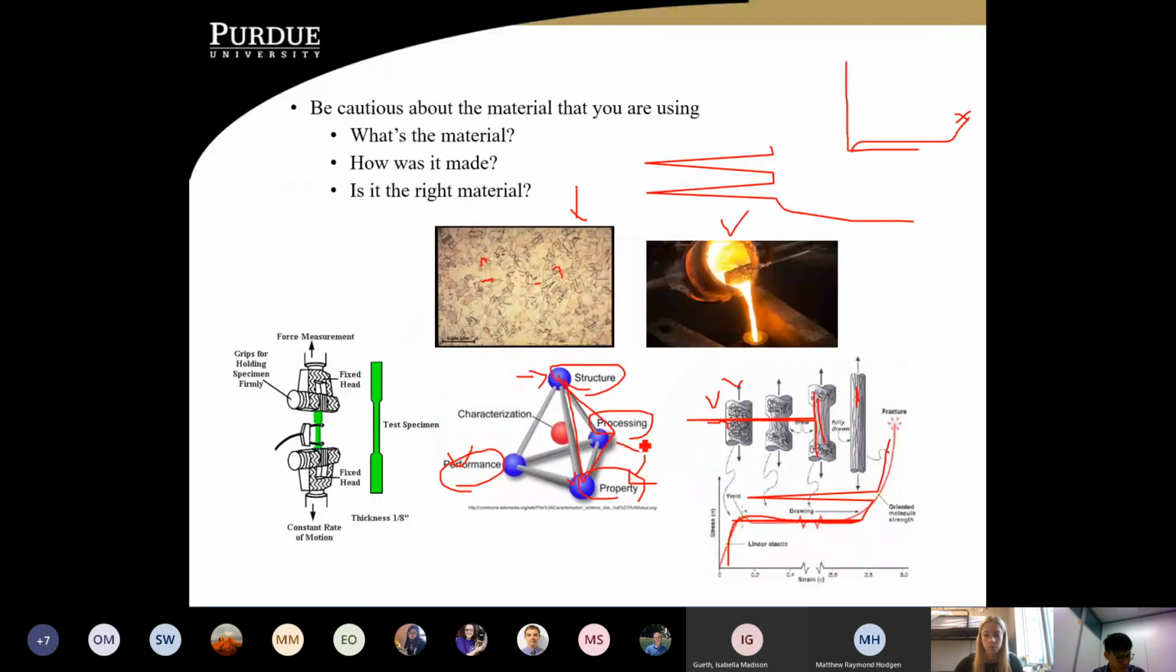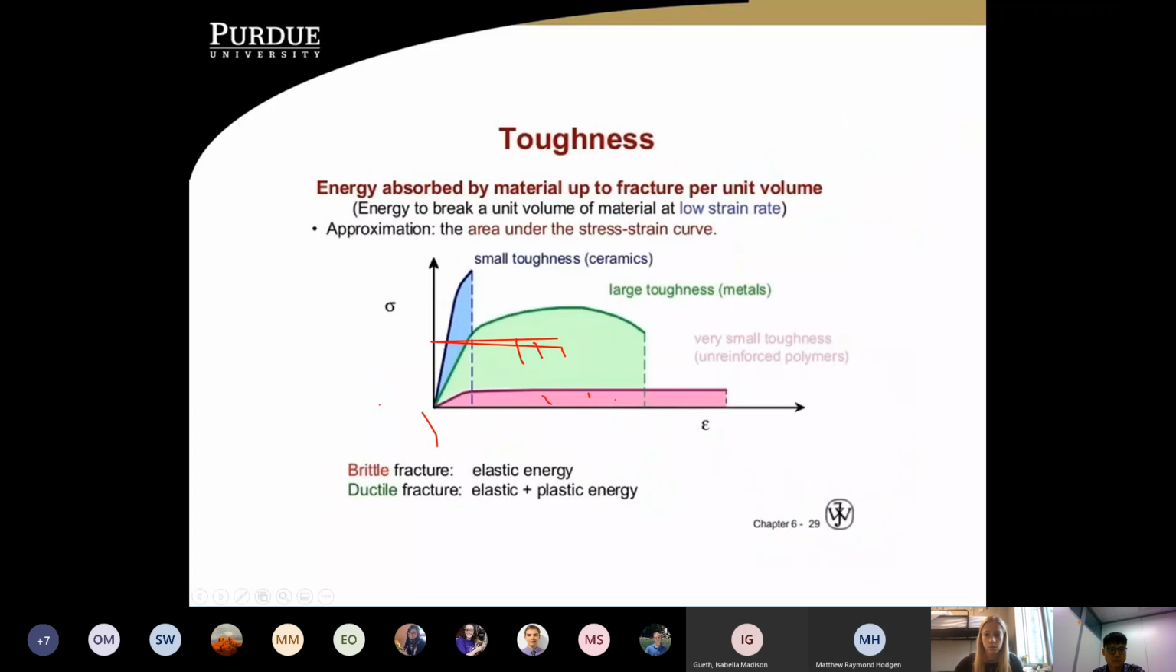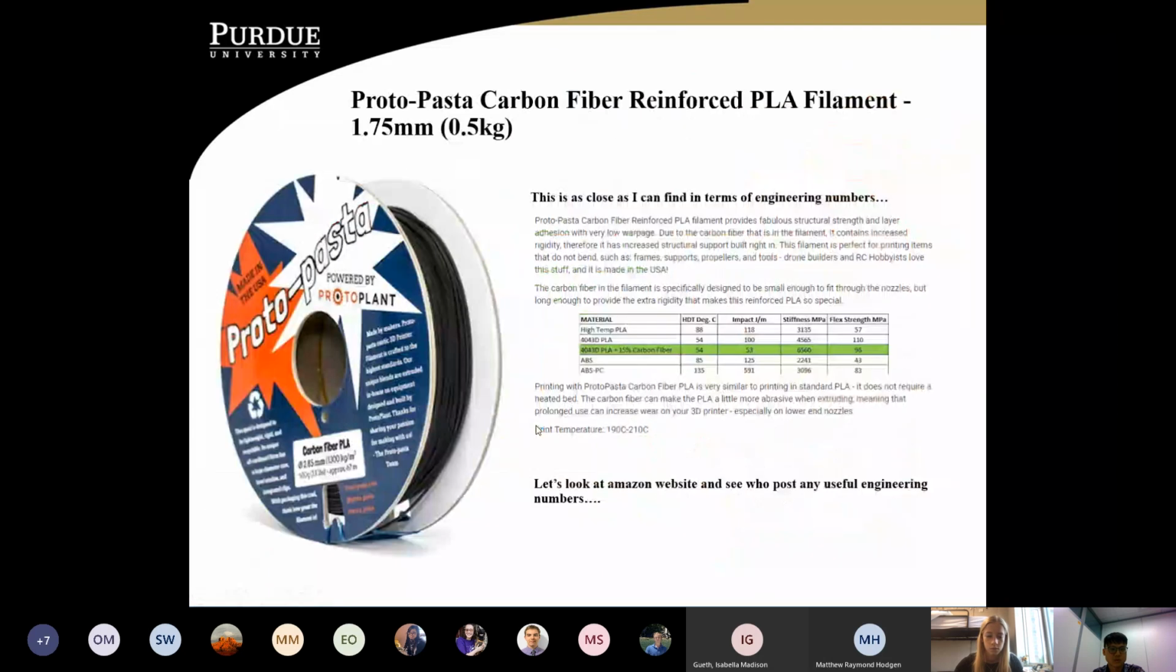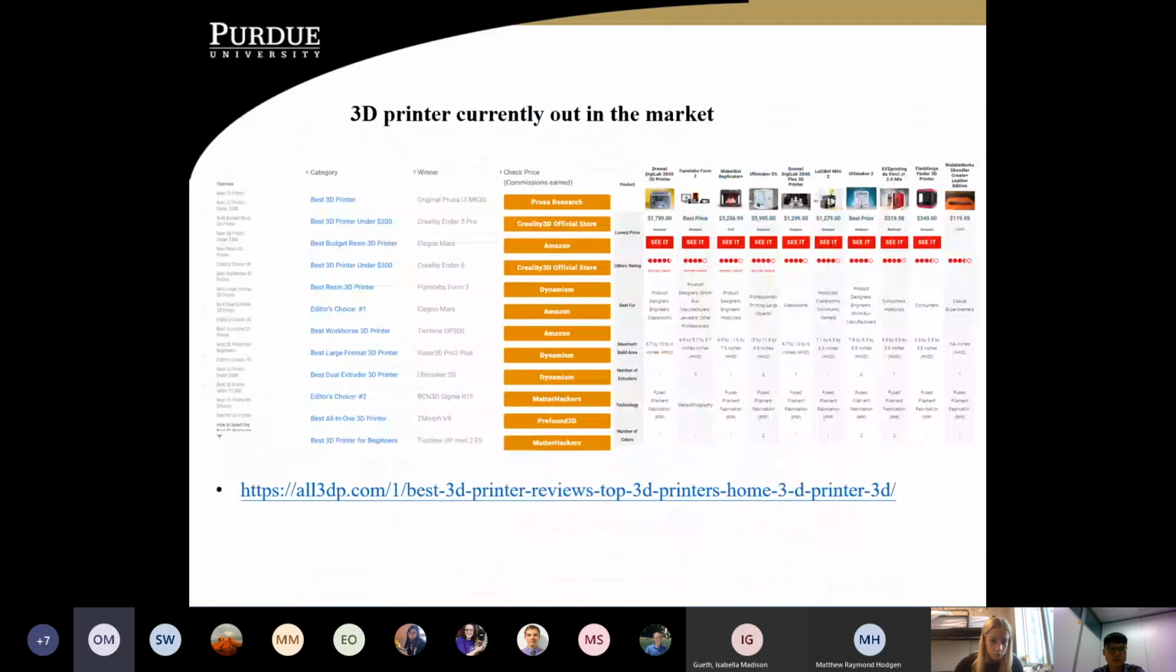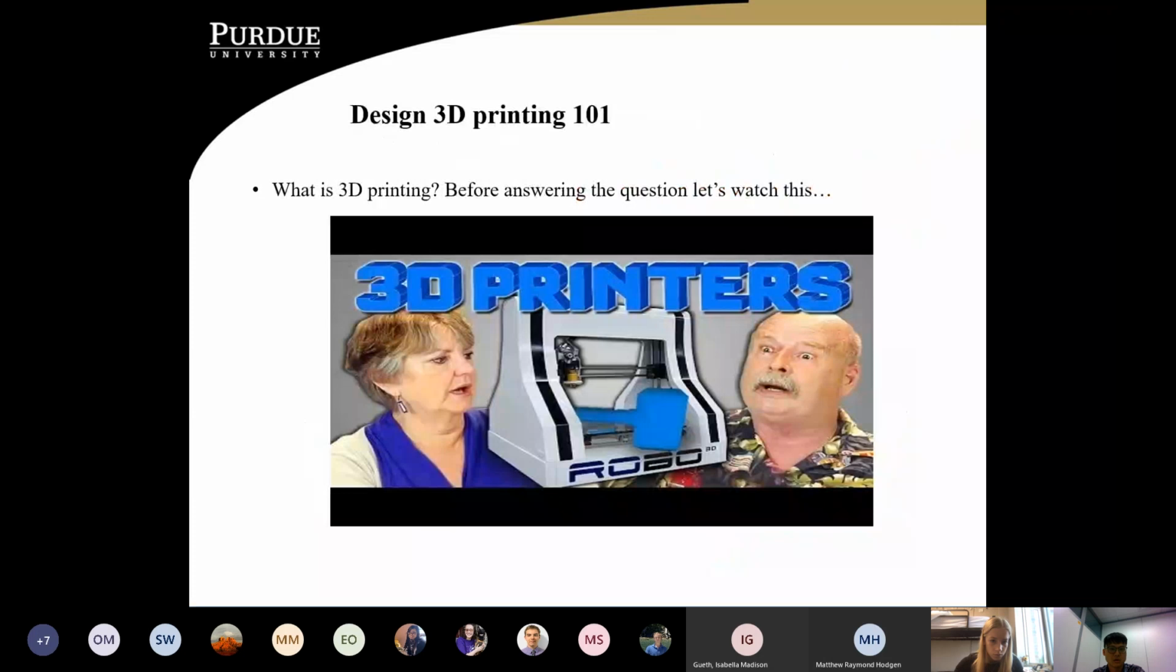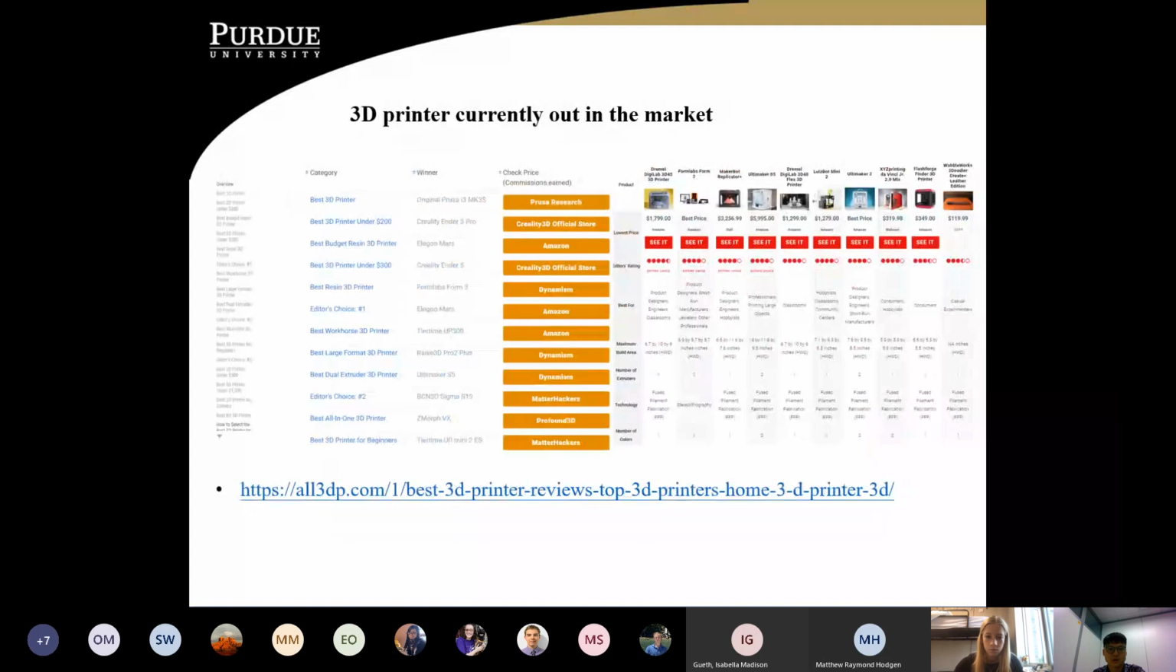So we still have 20-ish minutes. Let's go back to 3D printing. I hope you guys are still with me. Usually I spend 5 minutes showing some very fancy YouTube video, but this semester is special, so we're skipping it. So, 3D printing currently out in the market.